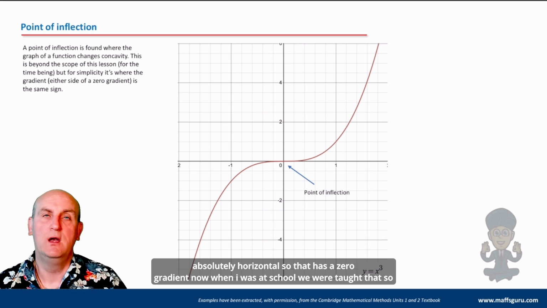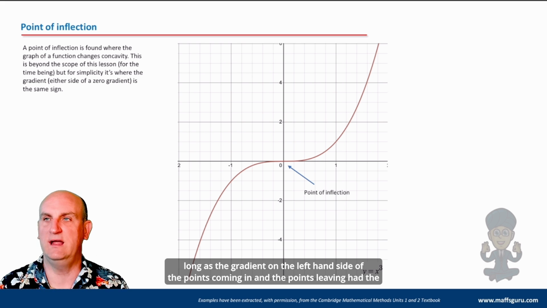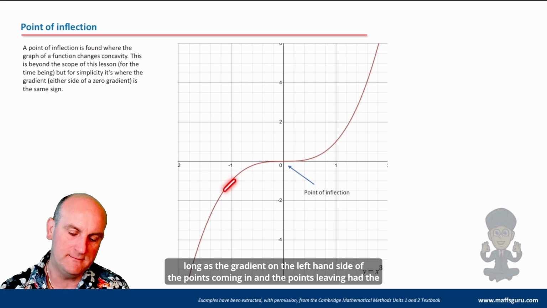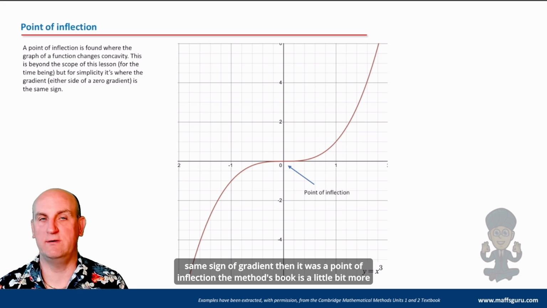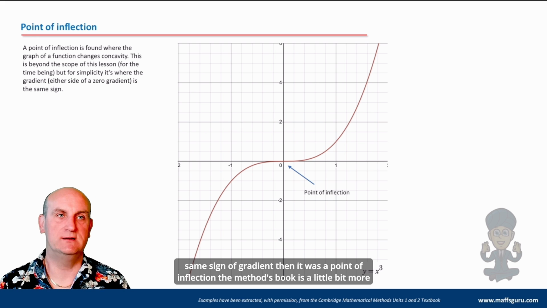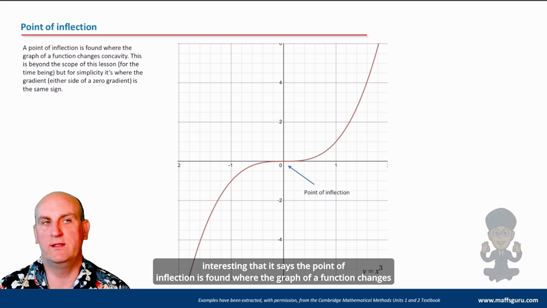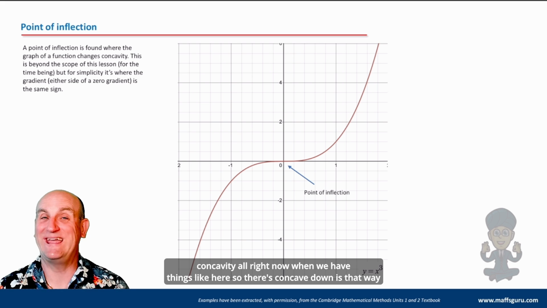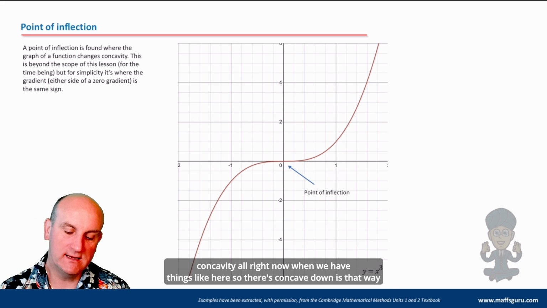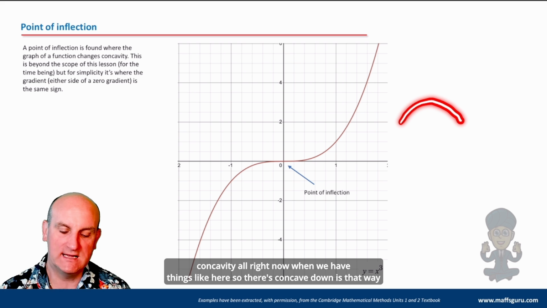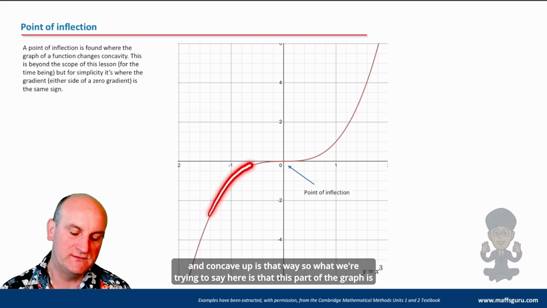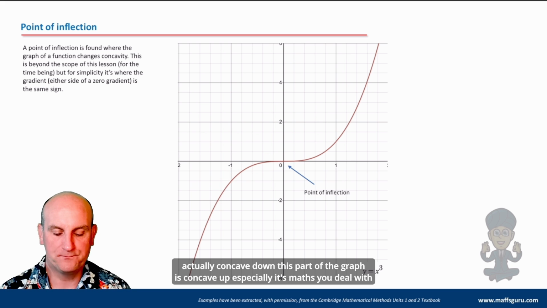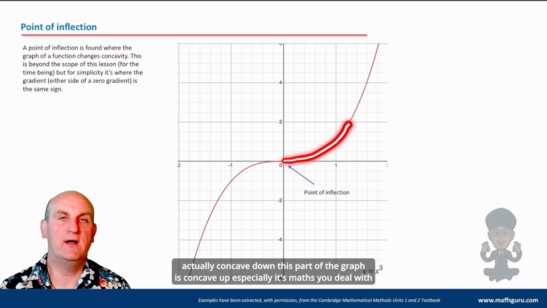Now, when I was at school, we were taught that so long as the gradient on the left-hand side of the point coming in and the point leaving had the same sign of gradient, then it was a point of inflection. The methods book is a little bit more interesting. It says the point of inflection is found where the graph of a function changes concavity. All right, now when we have things like here, concave down is that way, and concave up is that way. So what we're trying to say here is that this part of the graph is actually concave down. This part of the graph is concave up.